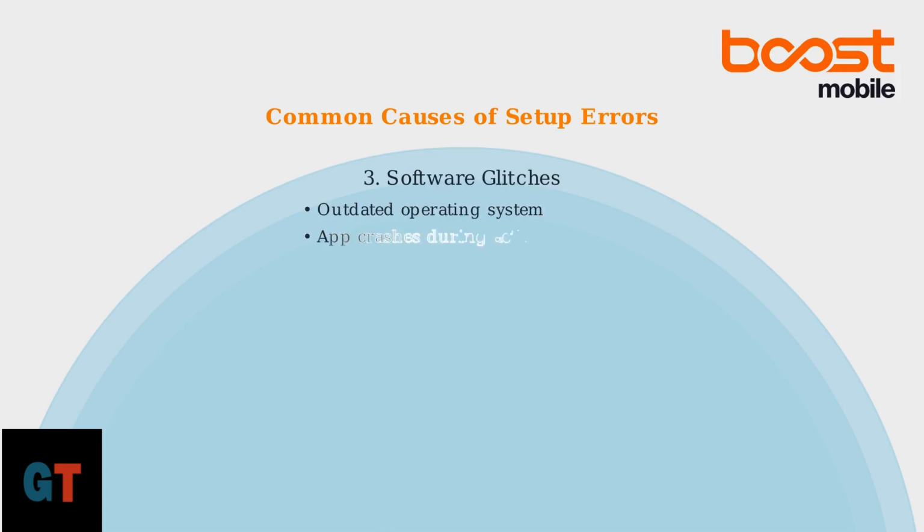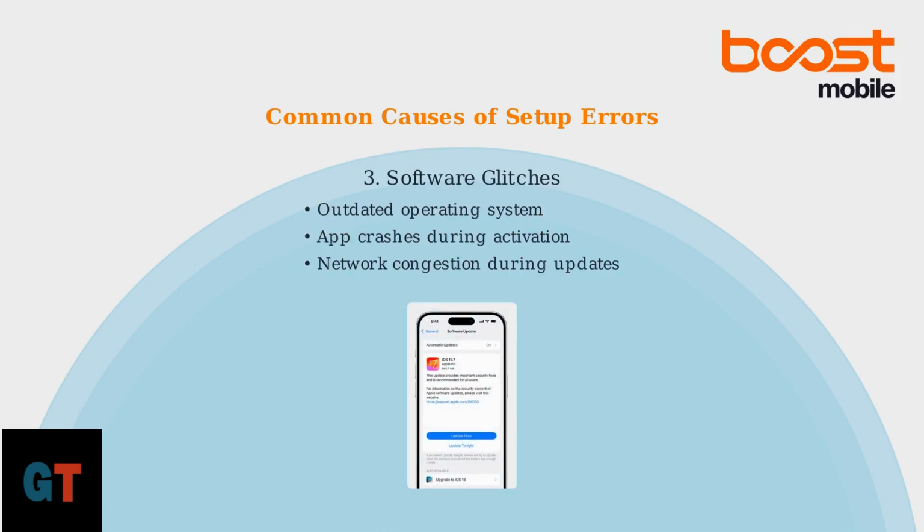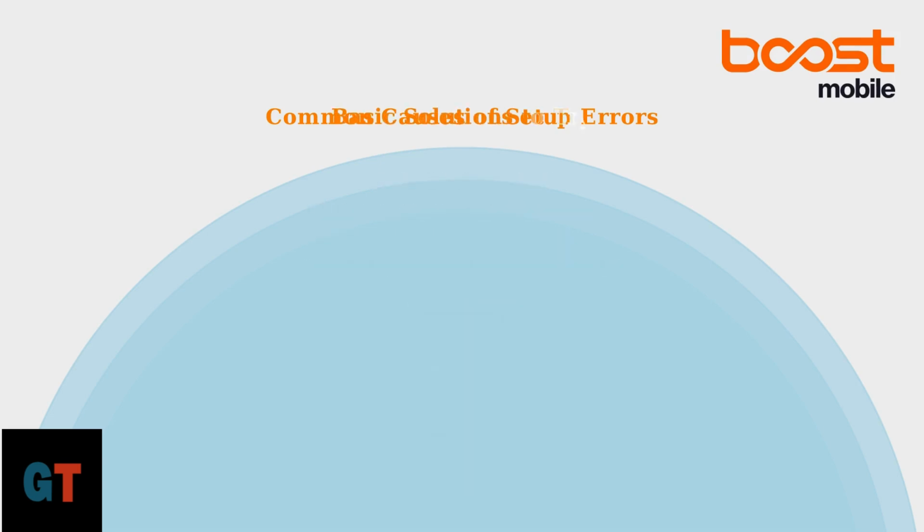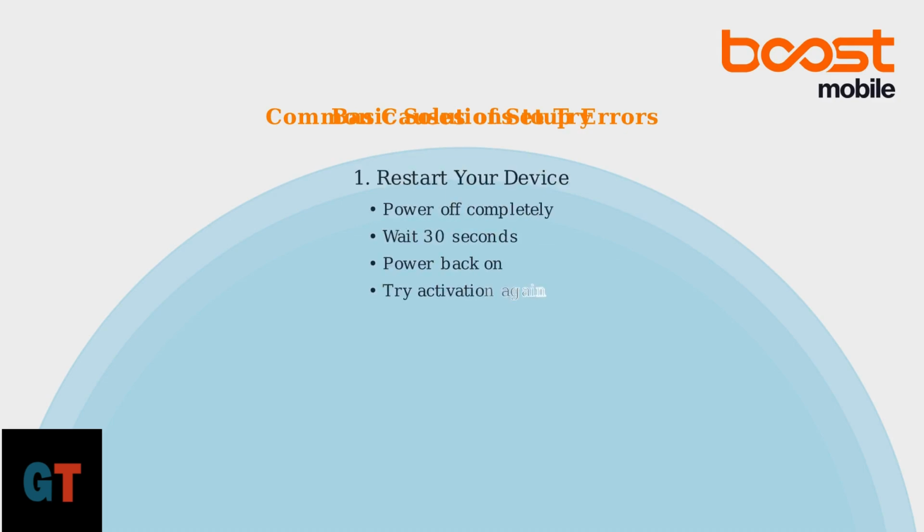Third, software glitches. These often happen when your device's operating system is outdated, the activation app crashes, or during high-demand periods like new phone releases when the network gets congested. Now let's look at some basic solutions. First, and simplest, restart your device. This can resolve temporary software conflicts that cause setup errors.